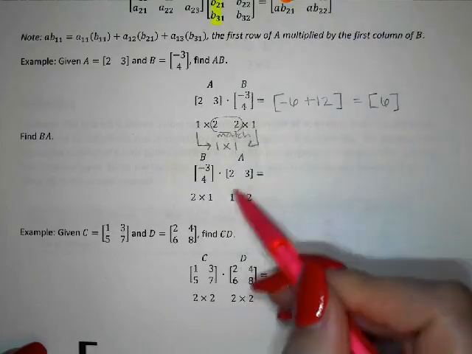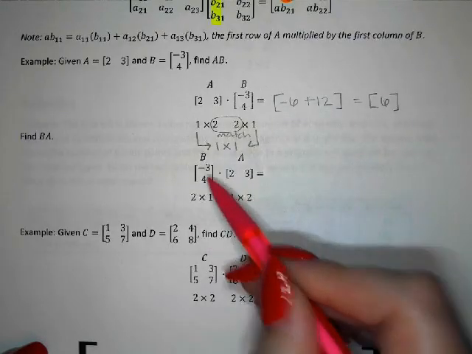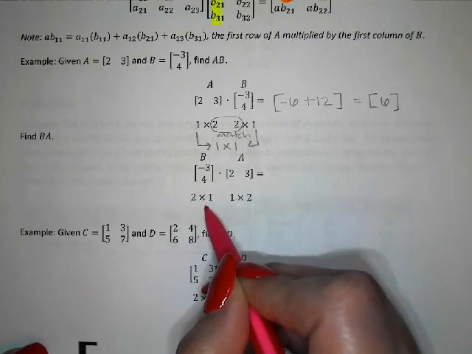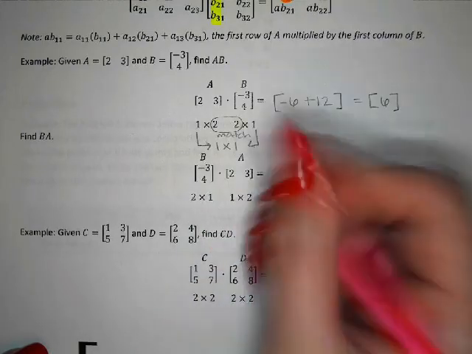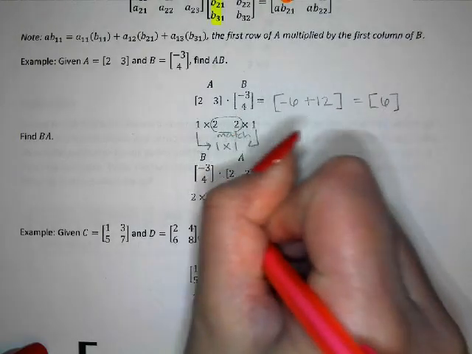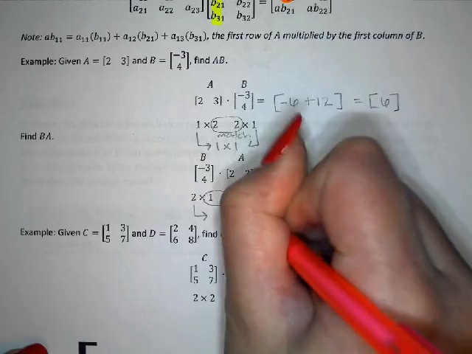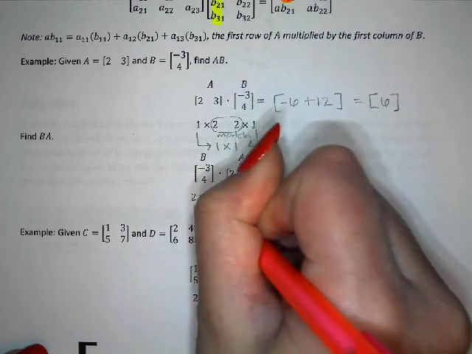If we switch the order, if we do B times A instead of A times B, then we have a 2 by 1 matrix multiplied by a 1 by 2 matrix. We can see that the ones match. And so our resulting matrix is going to be a 2 by 2.